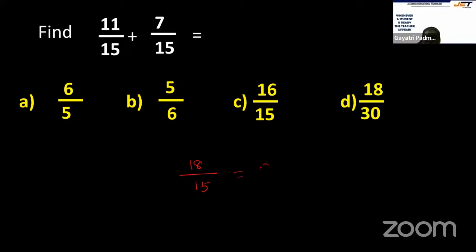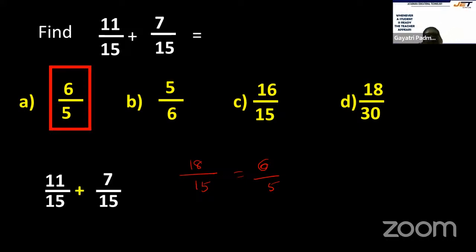So further you can simplify as 2, 3 will go, 3 sixes are 18, 3 fives are 15. Right? So I don't think anything else could be the answer other than this. Perfect. See, option A is correct. All right. So the same explanation is given.